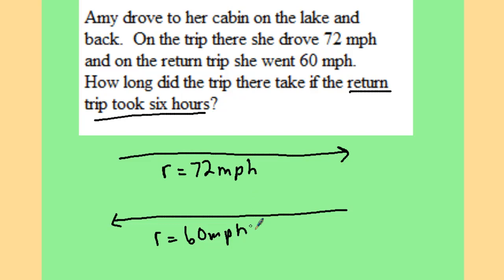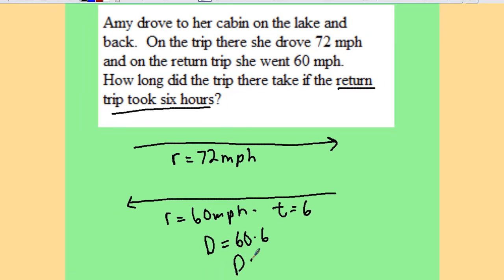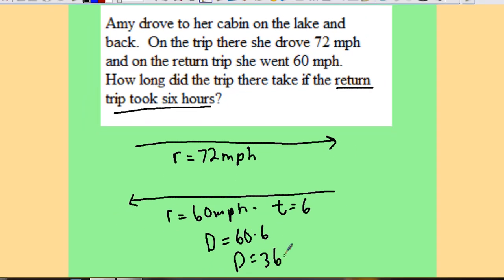So that's a piece of the puzzle. It's really going to help us be able to determine the distance of this trip. So the fact that we're told that the time back was 6 hours, this right here gives us enough information to be able to calculate the distance. So the distance is rate times time. So in this case, it's going to be 60 times 6. The distance is going to be 360 miles. We're going to need that piece to be able to answer the question.